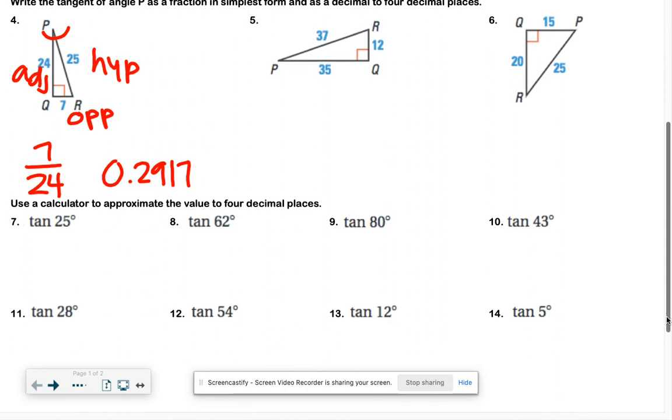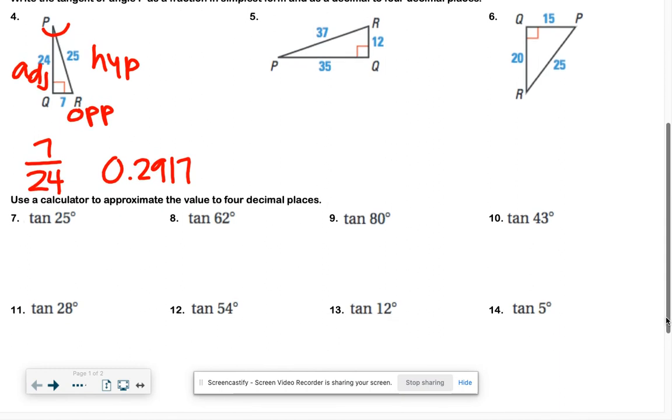Same thing. 7 through 14, you guys, you're just typing these in your calculator. So like number 7, tangent of 25, you just type it in.